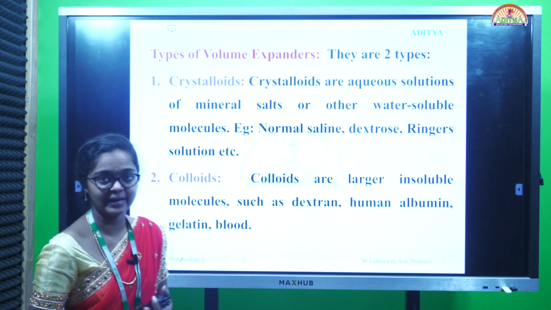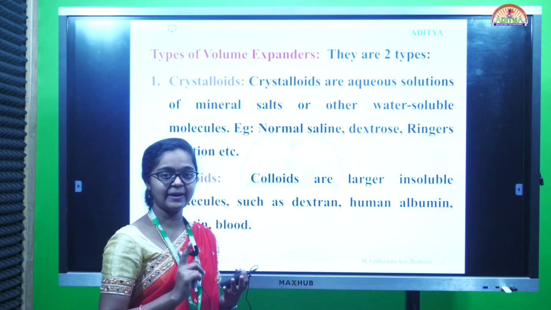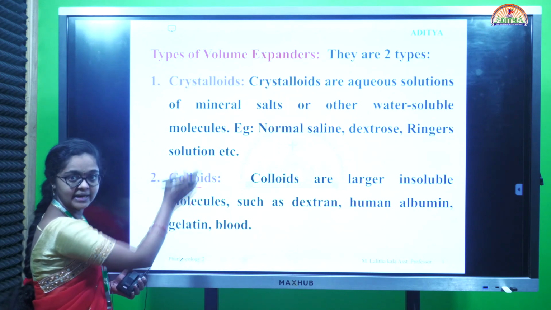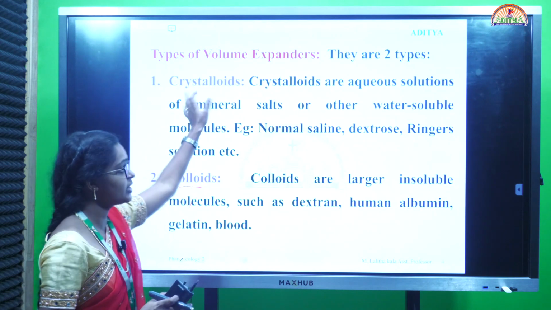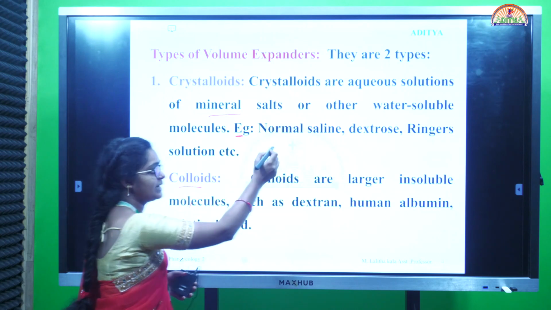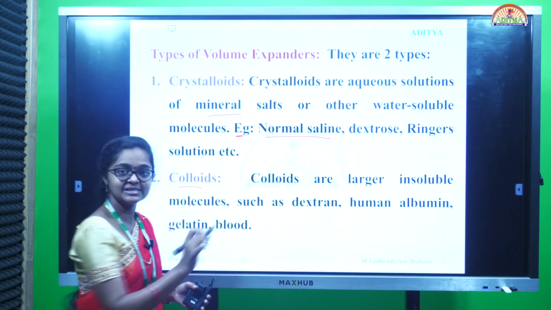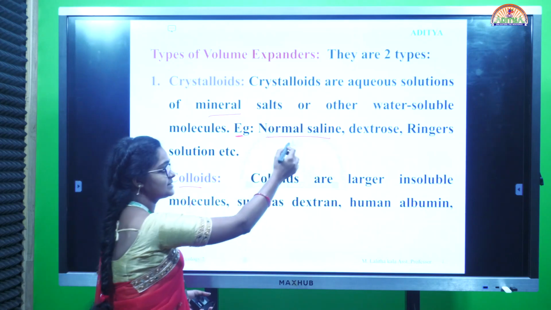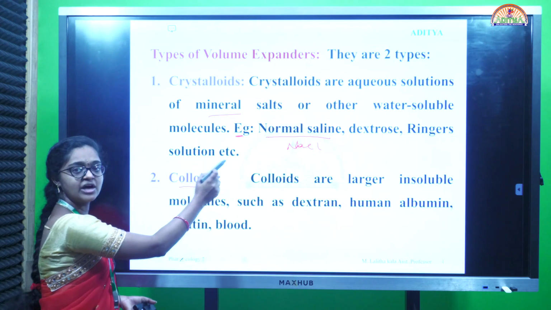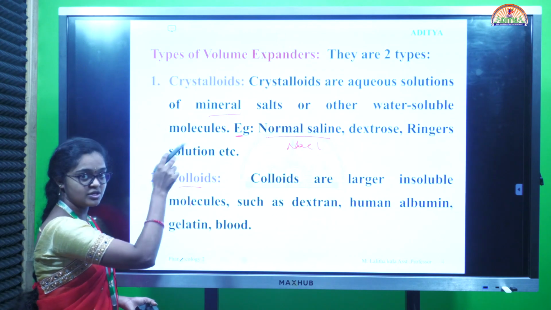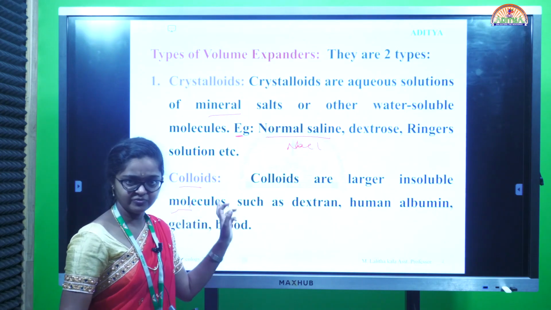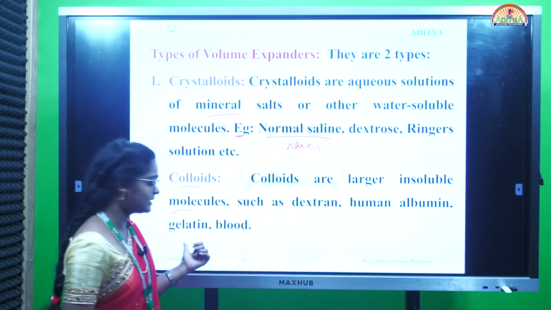Next, types of volume expanders. There are mainly two types of volume expanders, that are crystalloids and colloids. Crystalloids are aqueous solutions of mineral salts. For example, normal saline, that is nothing but sodium chloride, dextrose, Ringer solution, etc. These are the crystalloids. Whereas coming to colloids, colloids are the larger insoluble molecules such as dextran, human albumin, gelatin and blood.